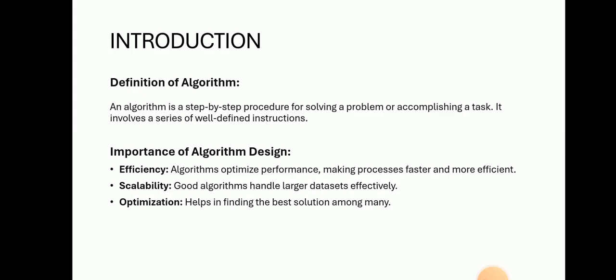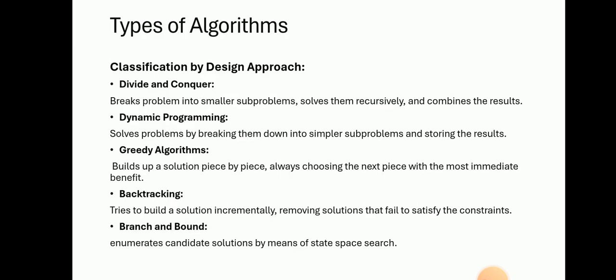Introduction. Definition of algorithm. An algorithm is a step by step procedure for solving a problem or accomplishing a task. It involves a series of well defined instructions. Importance of algorithm design. Efficiency. Algorithms optimize performance, making processes faster and more efficient. Scalability. Good algorithms handle larger datasets effectively. Optimization helps in finding the best solution among many.